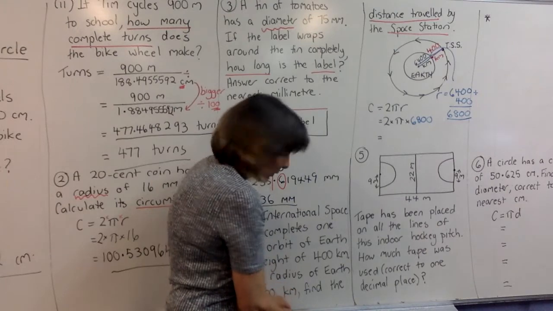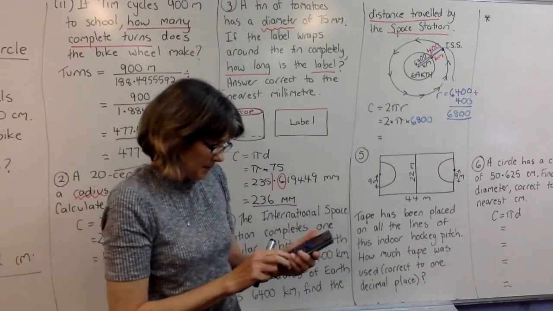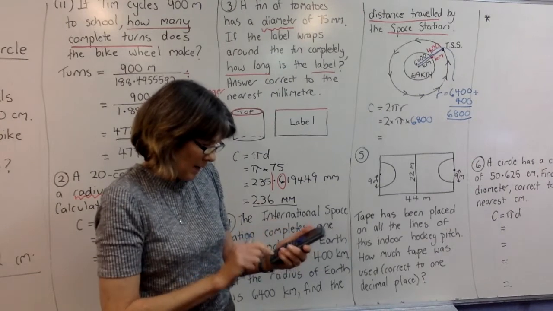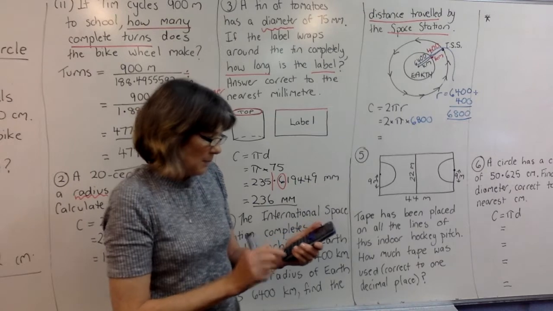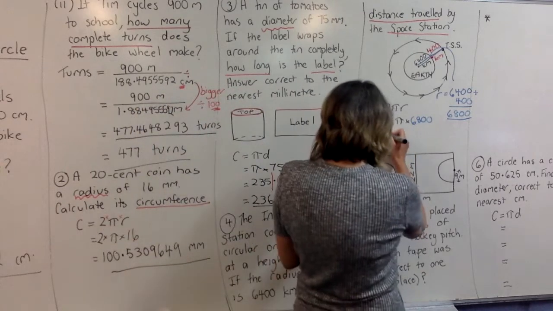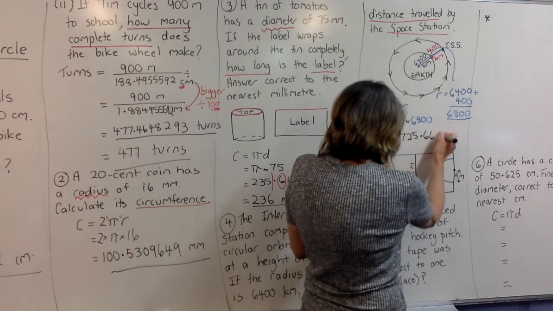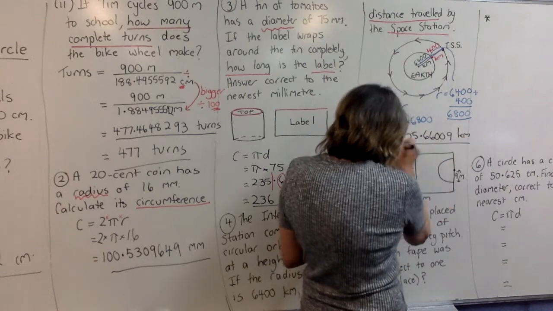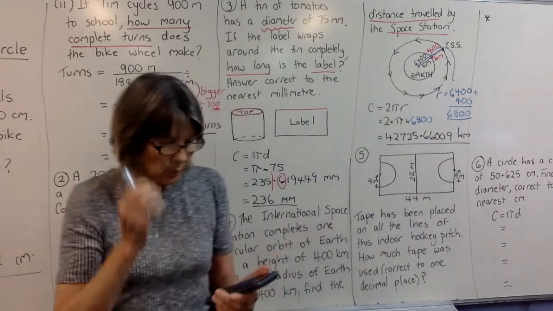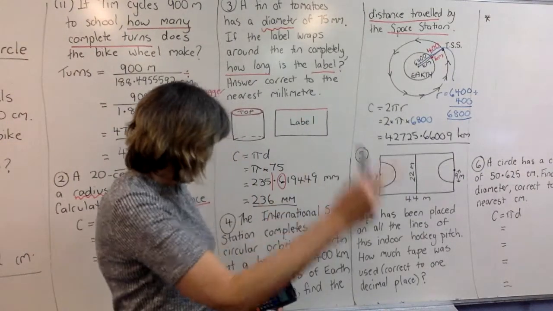So now you're going to put that in your calculator. So we're typing in 2 times shift pi times 6,800 and press equals and write your answer down. And put kilometres on the end. Now, they have not asked for any rounding here, so we're not giving any. And that's how far the space station goes in one orbit.